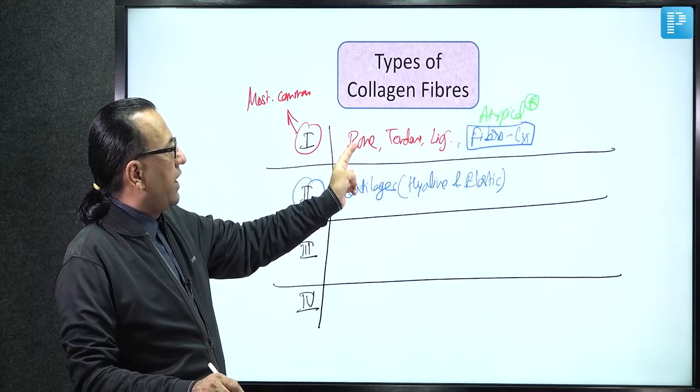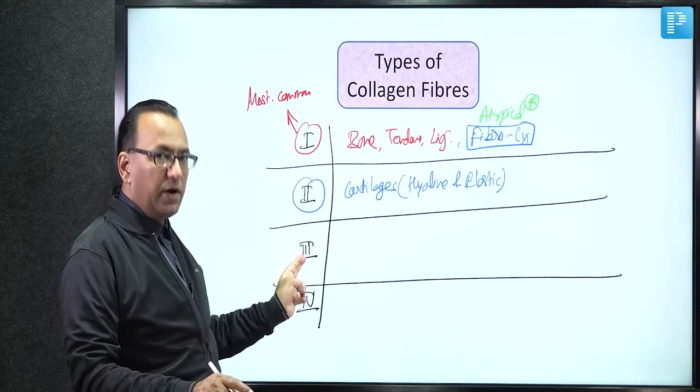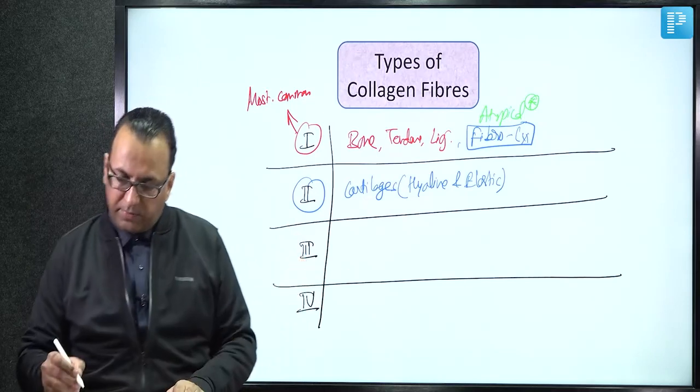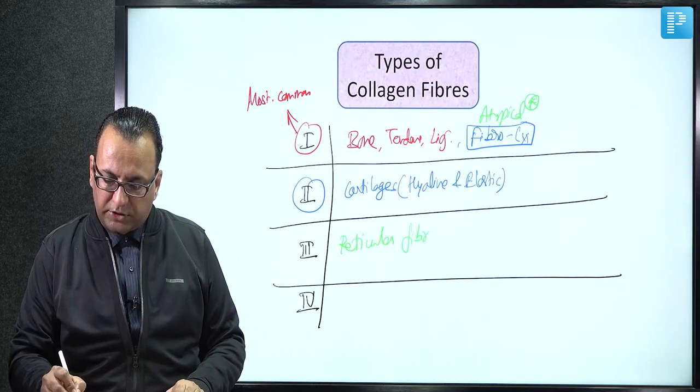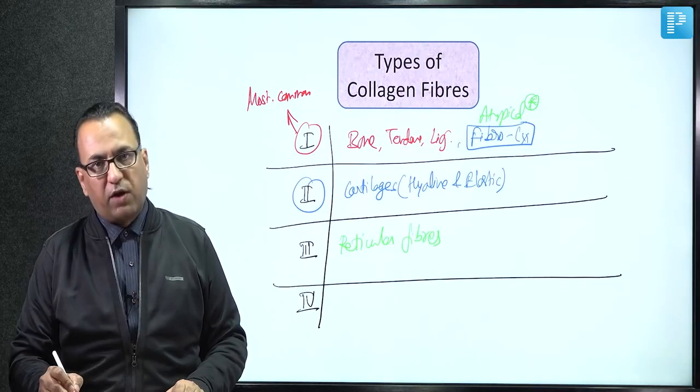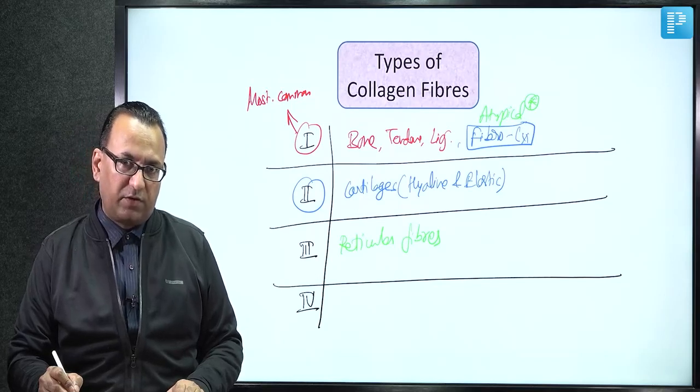Then where do you find the type 3 collagen fibers? If you remember, we have already mentioned reticular fibers. The reticular fibers are the type 3 collagen fibers. And we also mentioned they are a rare type of collagen fibers. Where do we find the type 3 collagen fiber, reticular fibers?